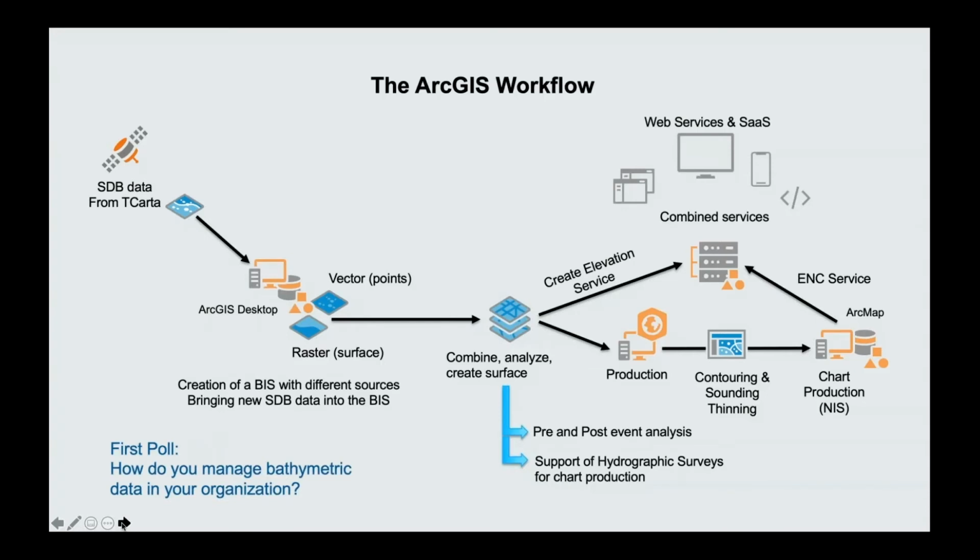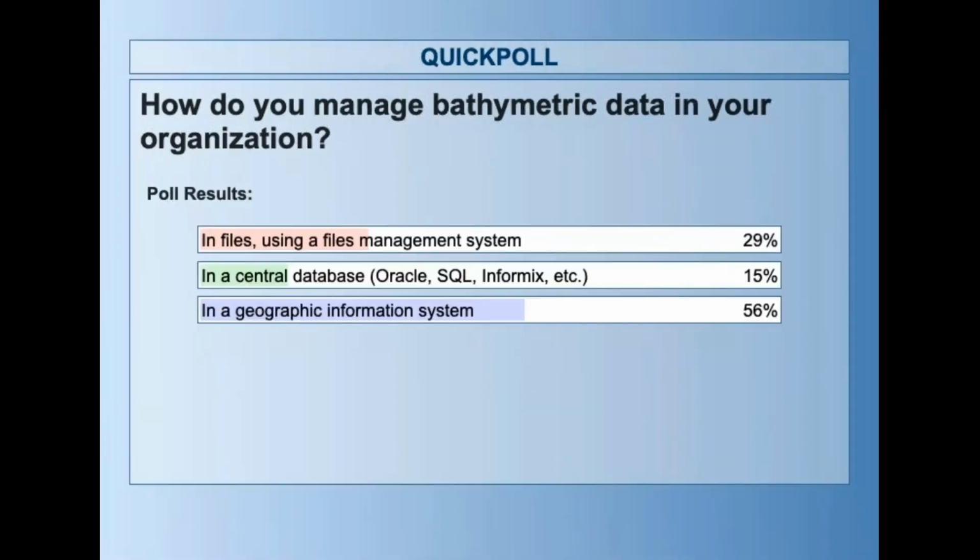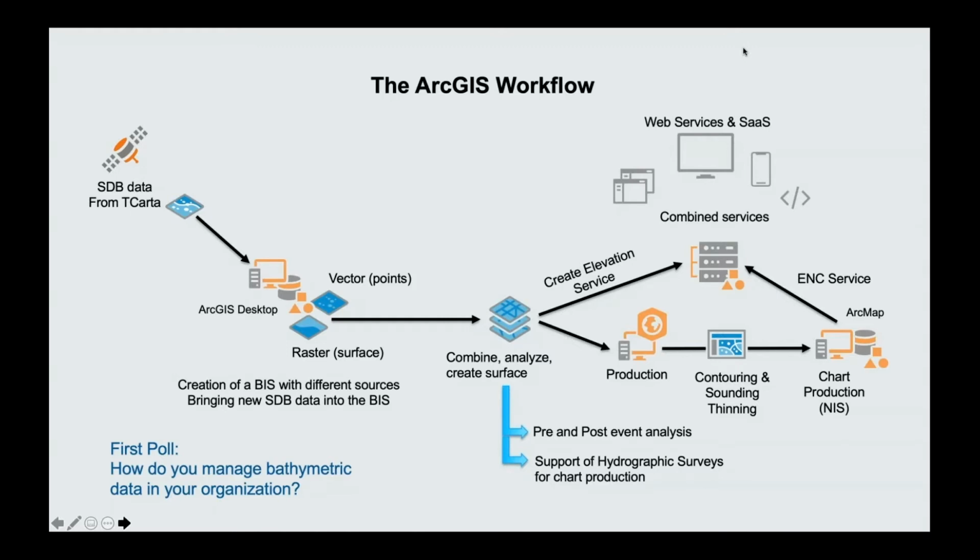So with this, I have the first poll of this section of the presentation. Kelly, if you can bring it, yeah, here it is. Sure thing. Everyone should be seeing that poll question on your screen, and we appreciate your participation. The question is, how do you manage bathymetric data in your organization? It looks like that GIS system answer, the last one there, held the majority, with files and a file management system coming in second, and then a central database as third. I'll pass it back over to you, Rafael.